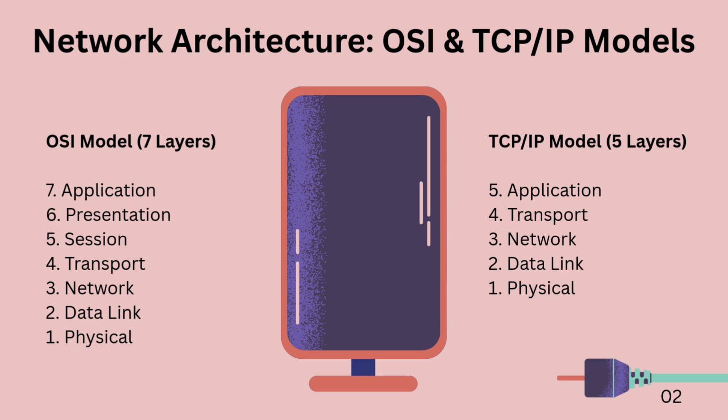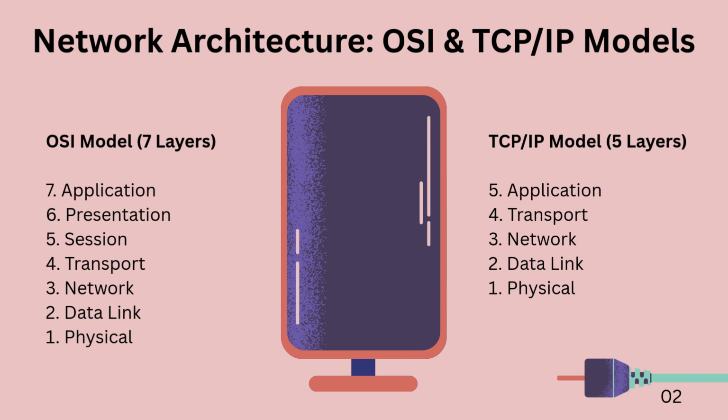To understand wireless communication, we first need to understand how networks are organized. The OSI model has 7 layers: physical, data link, network, transport, session, presentation, and application. The TCP/IP model has 5 layers: physical, data link, network, transport, and application.